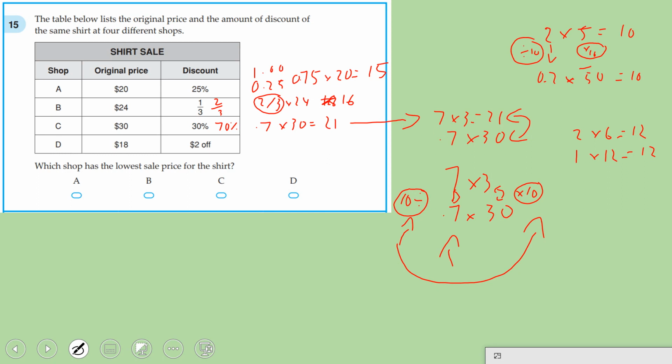Now for D, $2 off $18. 18 minus 2 is $16. So the cheapest one is that first one, $15.